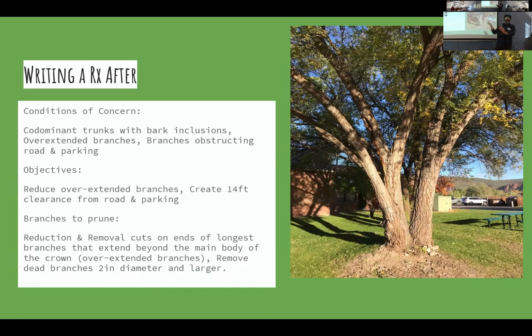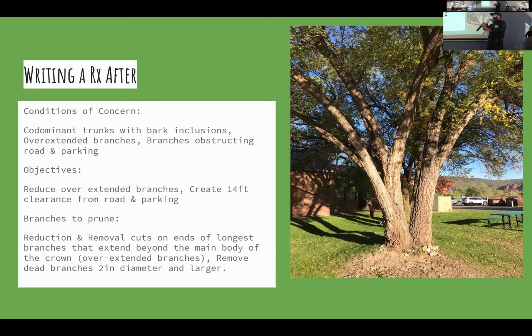So now I say conditions of concern: codominant trunks with bark inclusions. I saw that before, but I didn't call it out on my pruning prescription. Now I'm calling it out. Overextended branches, that's just long branches, and branches obstructing road and parking. So my objectives are to reduce overextended branches, which is that leverage thing. If they're going out, we just want to make them shorter. That's what we do a lot in older trees. Create 14-foot clearance from road and parking.